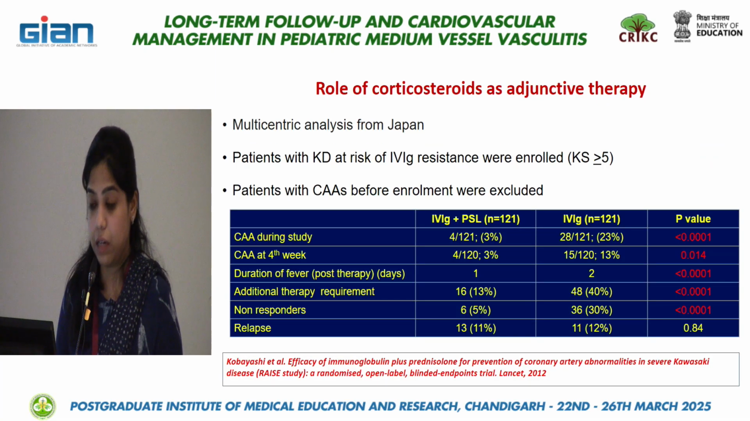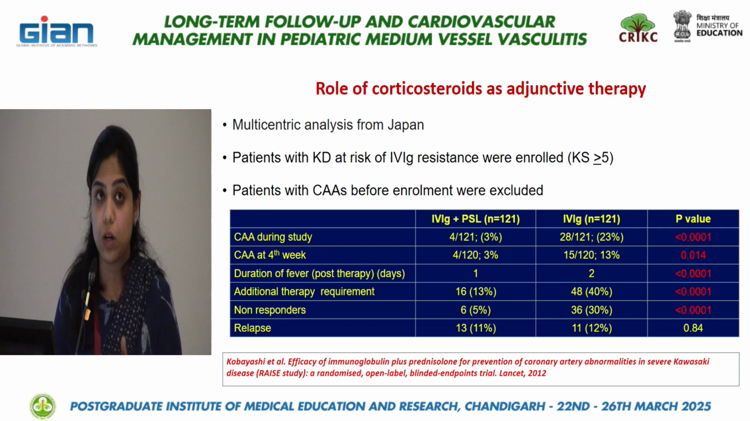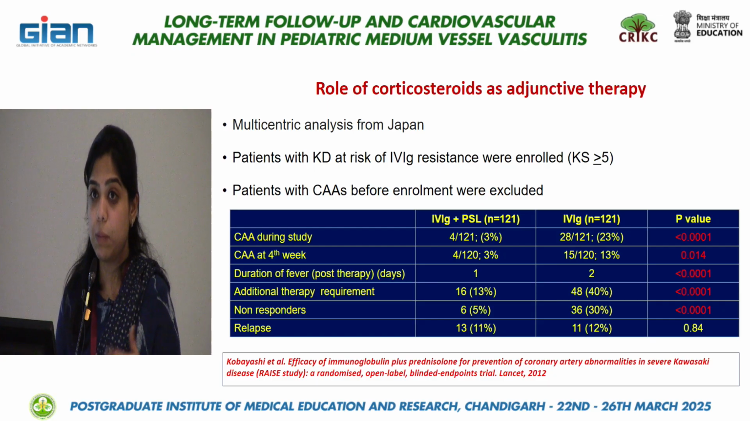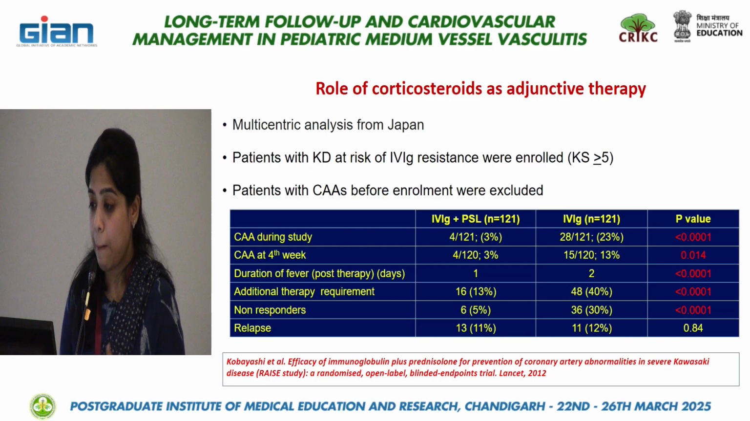And this is the RACE trial, which has been talked about so much in the previous talks, in which the CAA risk has been reduced from 23% to 3% if we have used prednisolone along with it. In this, they have mentioned that you used 2 mg per kg of prednisolone for 5 days and then taper it over the next 15 days.